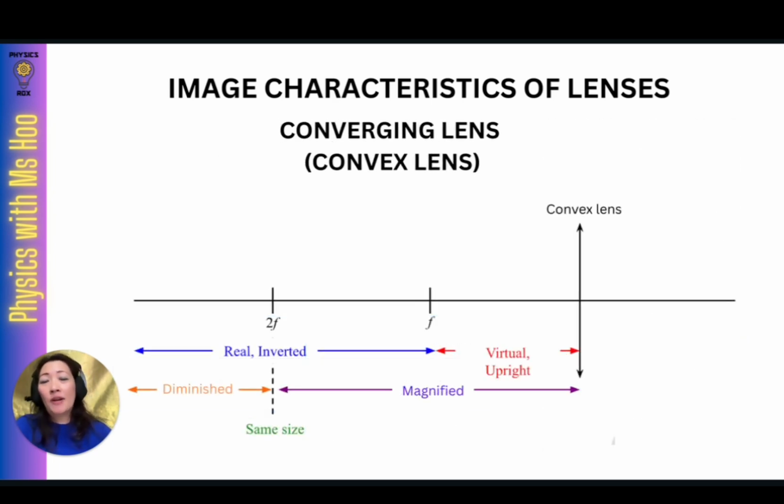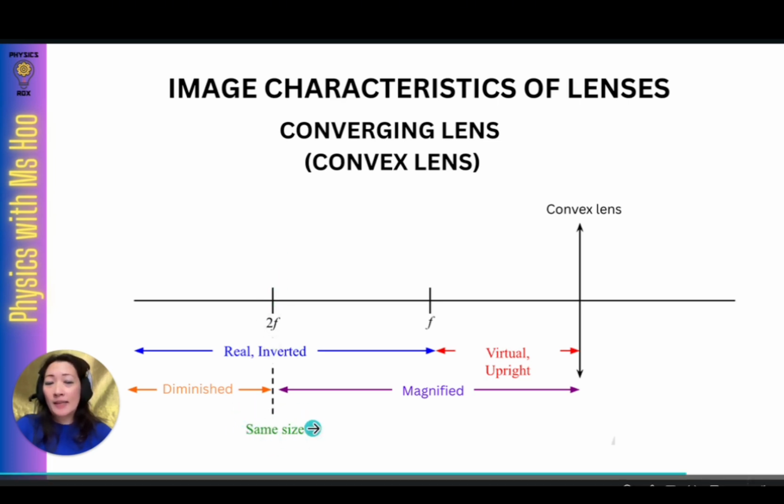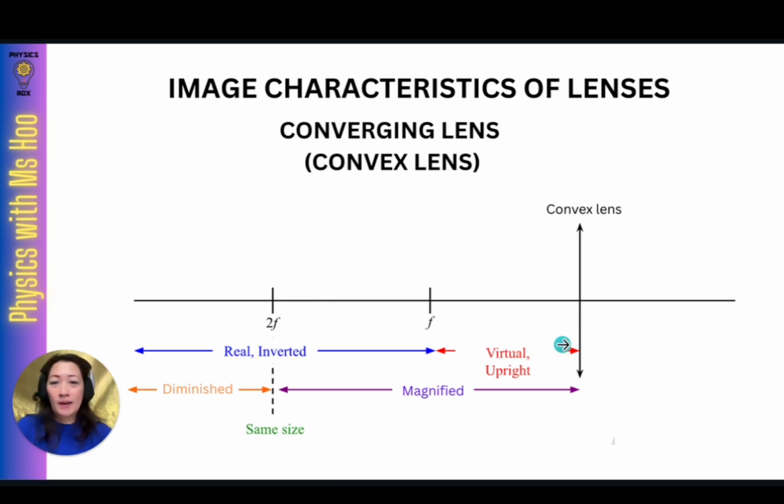So here's a diagram I created which might help some of you remember this. For a convex lens, if the object is placed at a position less than F, you get a virtual upright image, while if it's beyond F, you get real inverted. If the object is placed exactly at 2F, you get a size that is the same, while more than 2F is diminished and closer than 2F is magnified.